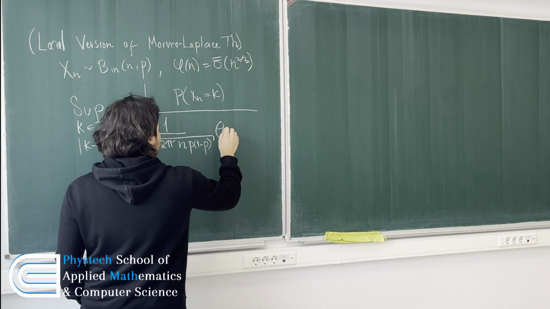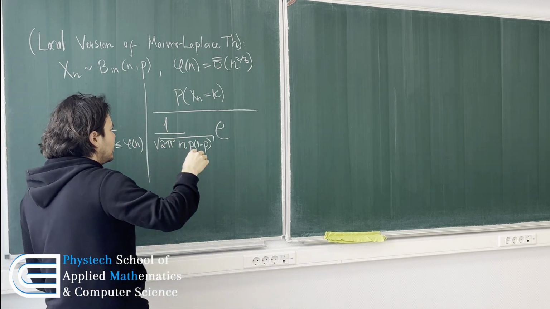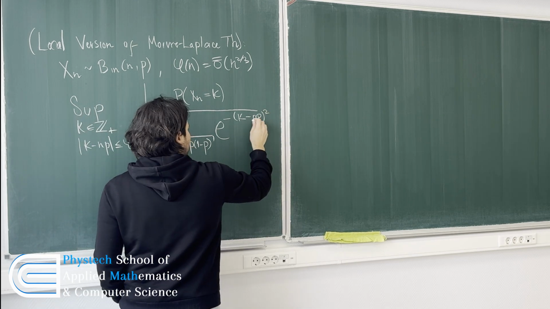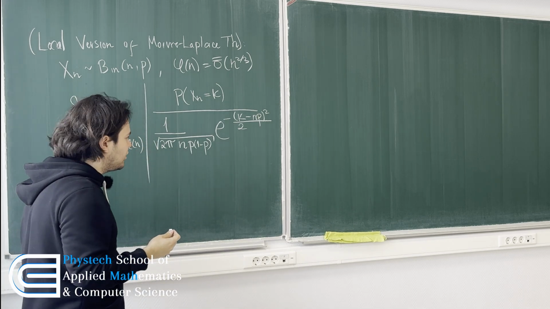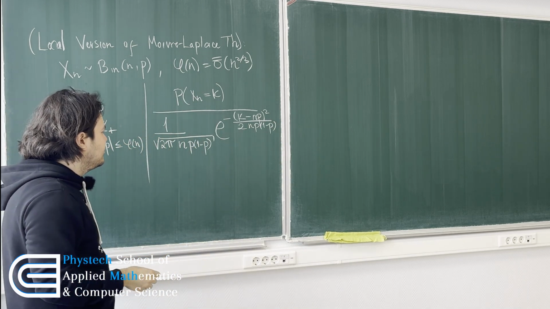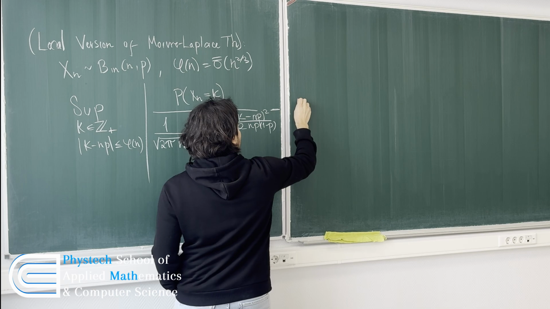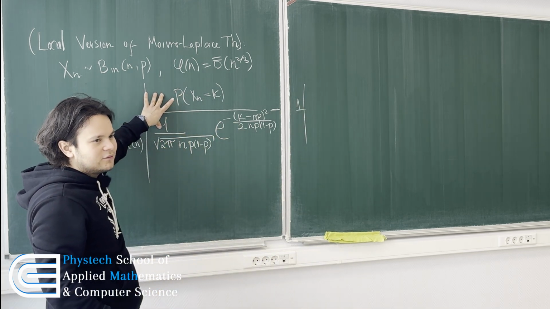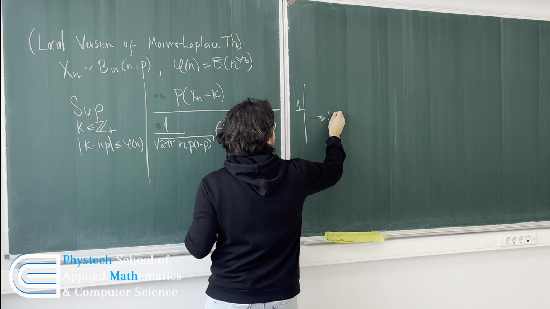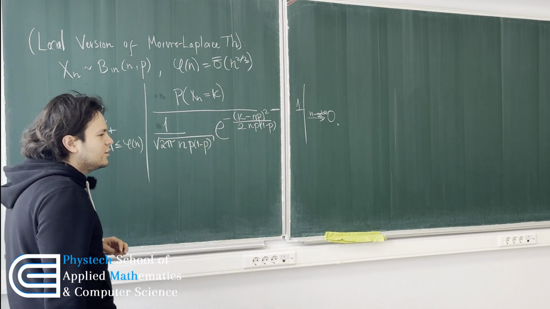And then we have e to the power minus, so in normal distribution we have minus x minus the expected value squared, so minus k minus the expected value of binomial distribution, which is np, all of this squared, over 2 times sigma squared, so 2 times the variance, which is np(1 minus p). Right? So that's why it's not difficult to remember this. Then all of this expression minus 1 converges to 0 as n tends to plus infinity. So this relation converges to 1. Okay, so this is Moivre-Laplace.